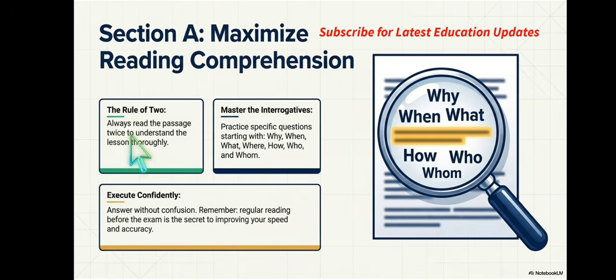So exactly, always read the passage twice to understand the lessons thoroughly. Then master the interrogatives here, as I told previously: why, when, what, where, how, who and whom. Then execute your answers confidently. So 2 will be open-ended and the remaining will be multiple choice, right? Answer without any confusion. Remember, regular reading before the exam is the secret to improving your speed and accuracy.